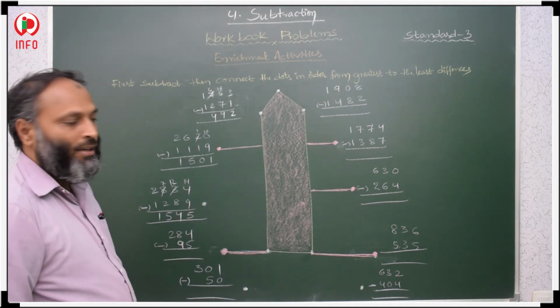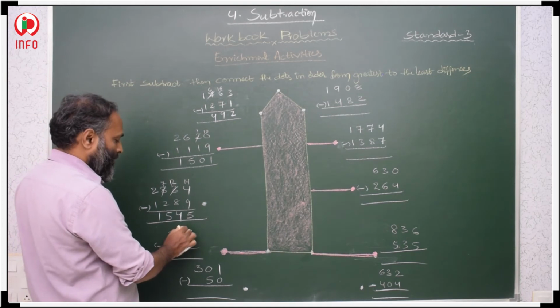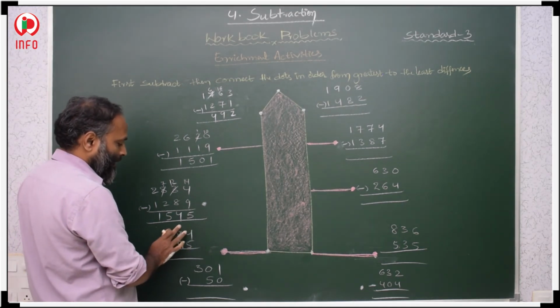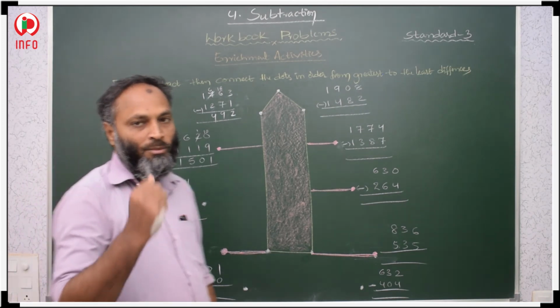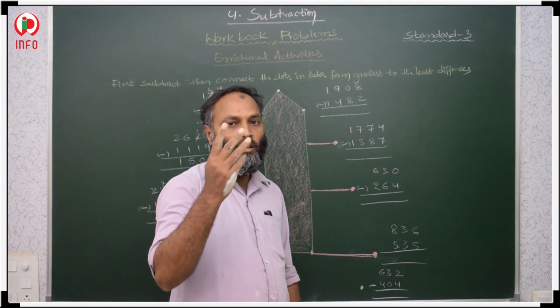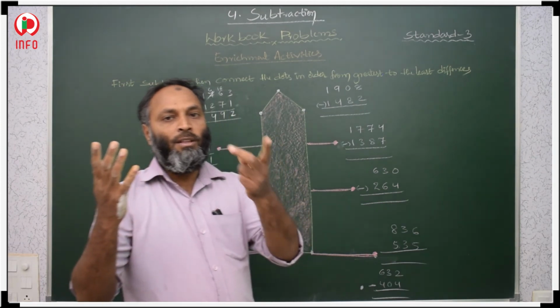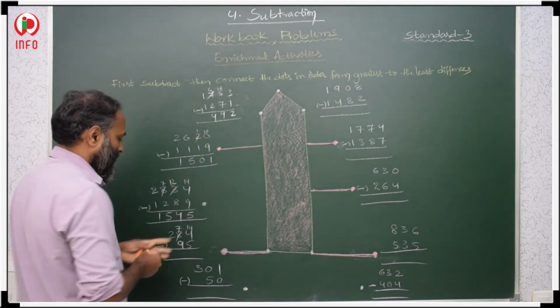4 minus 5 is not possible. So take power from here. It will get 7 here and here 14. 14 minus 5 means from 5 to 14: 6, 7, 8, 9, 10, 11, 12, 13, 14. Total 9.